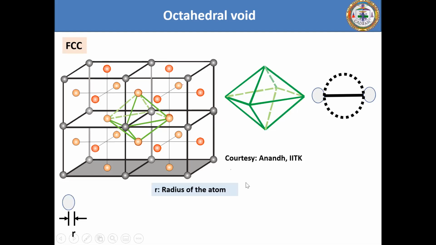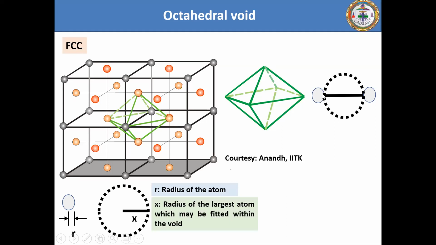Now let us do some mathematics on this. It's a simple thing. There are two atoms, and each atom has a radius of r. Now let us extract this. This is x, the radius of the largest atom which may be fitted within the void.